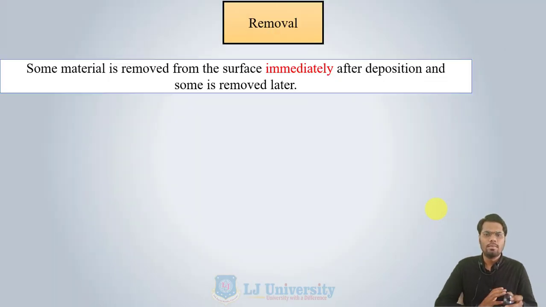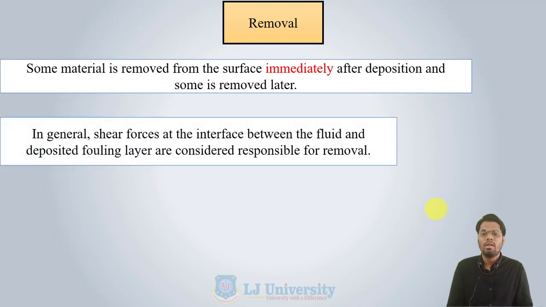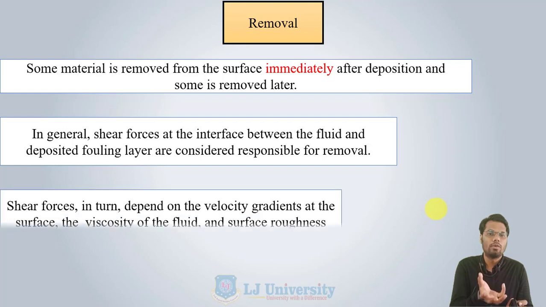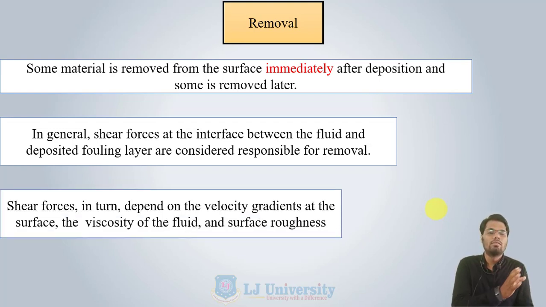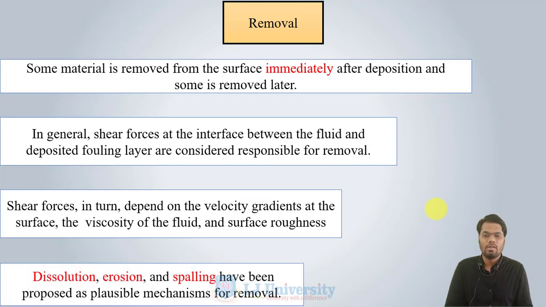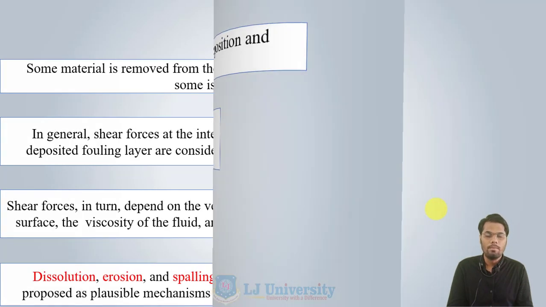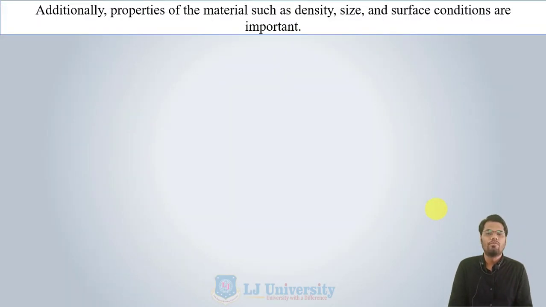At last, removal. Some fouling materials are removed from the surface immediately after deposition and some are removed later. In general, shear forces at the interface between the fluid and the depositing fouling layer are considered responsible for the removal. Shear force in turn depends on the velocity gradient at the surface, the viscosity of the fluid and the surface roughness. Dissolution, erosion and spalling have been proposed as possible mechanisms for the removal.